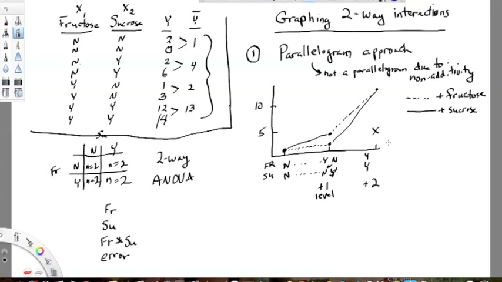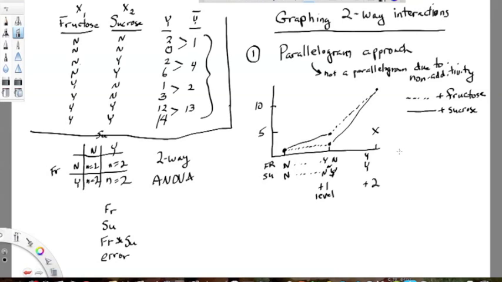Okay, so this is a way to plot effects, and one of the things I like about it is that it really clearly shows that the effect of fructose, indicated by the dashed line, depends on the level of sucrose, right? If we have sucrose present, like right here, we get a very different effect of adding fructose than if we don't have sucrose there, which is over on the left side, and vice versa. And it shows it kind of equally for both factors.